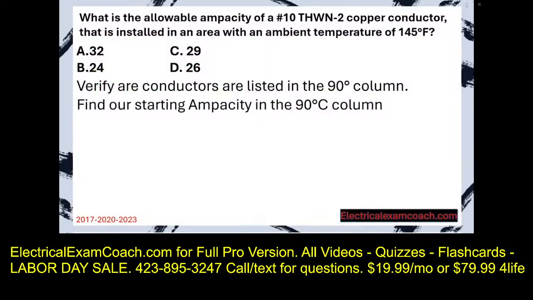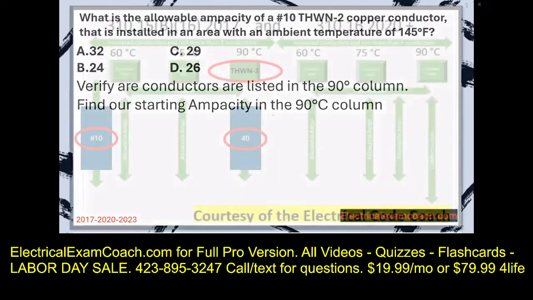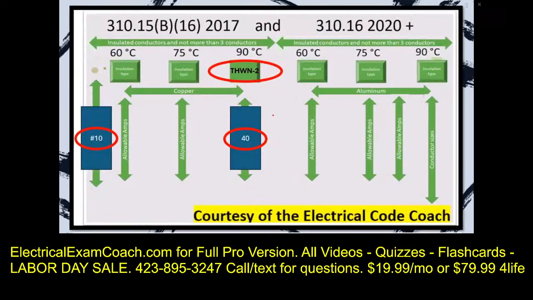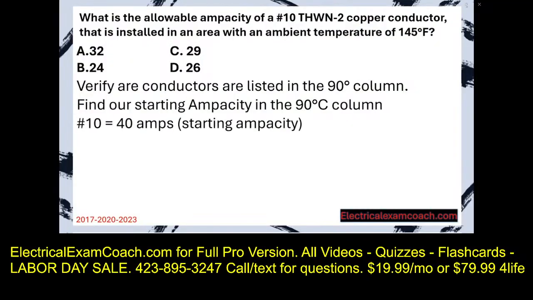Now let's find our starting ampacity in the 90 degree C column. We head back to the table, we come down and find our number 10 on the left, and we cross over to 40 amps. Now we check for demand factors.